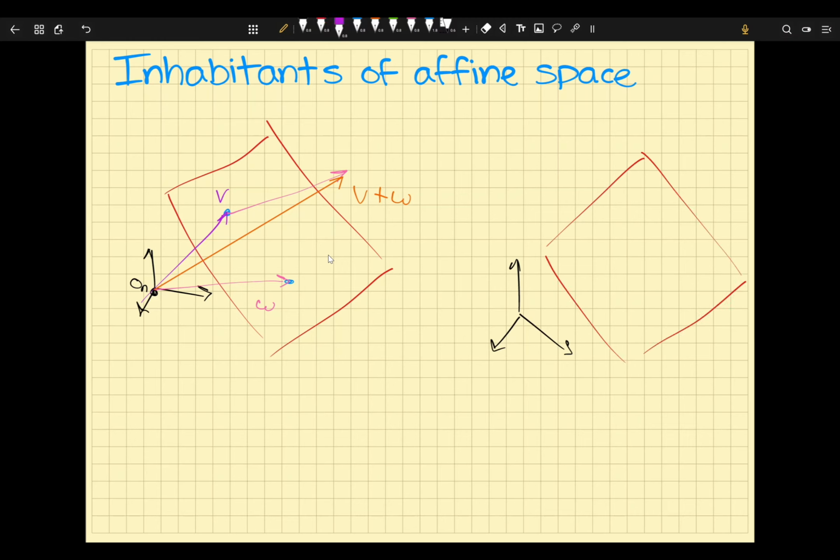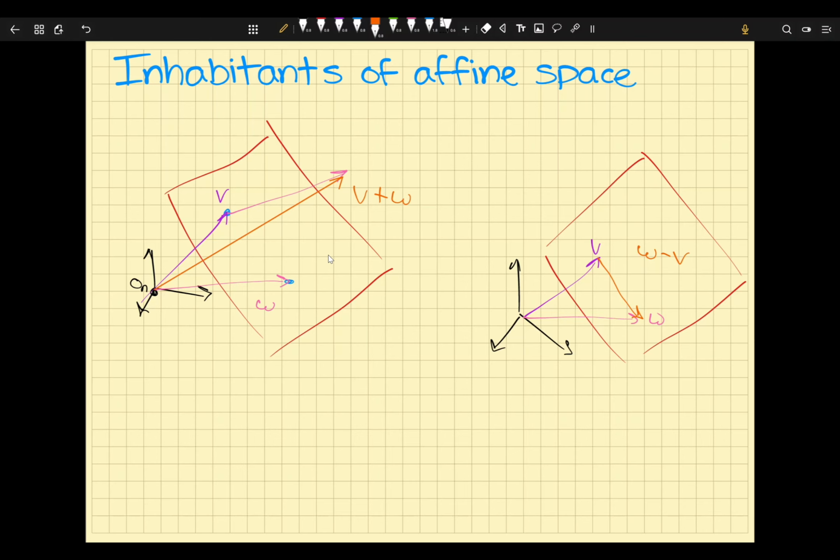So similar setup here, I'm going to make this one V. I'll make this one W. And now when we subtract V from W, we get a vector. We get a vector like this. So this is going to be W minus V.